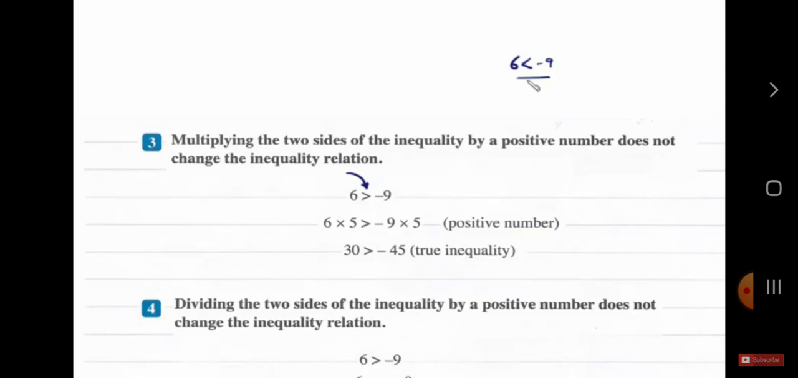Also, multiplying. If we multiply one side by 5, we have to multiply the other side by 5. Then we say 6 times 5, then I have to make negative 9 times 5. And I say this is a true inequality because 30 is more than negative 45.